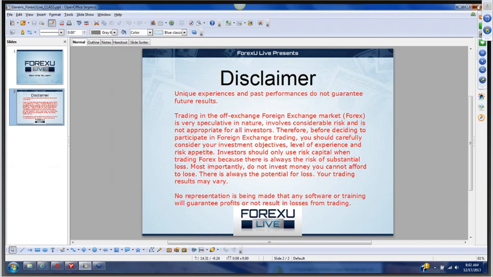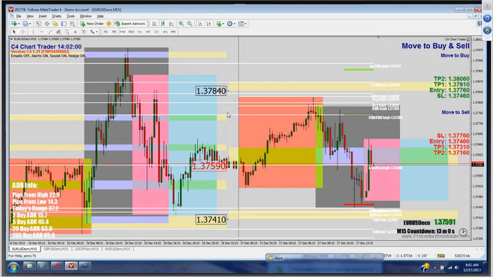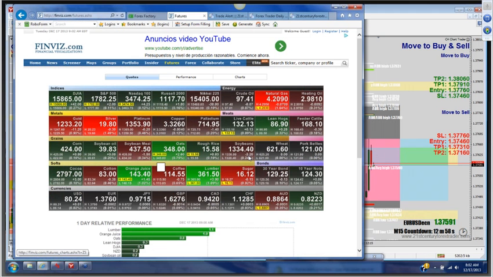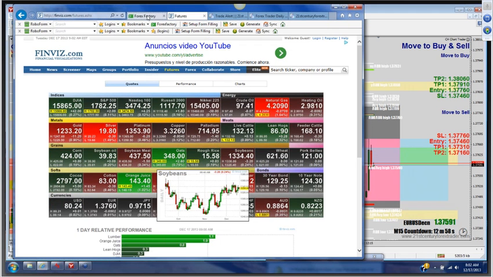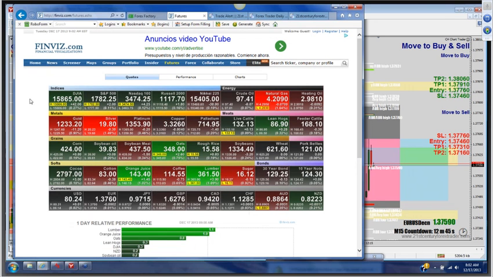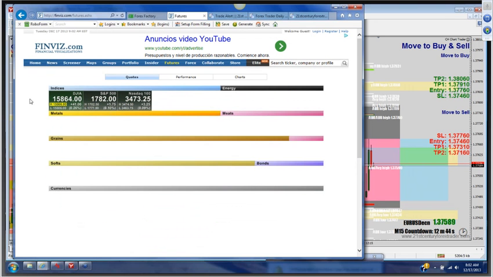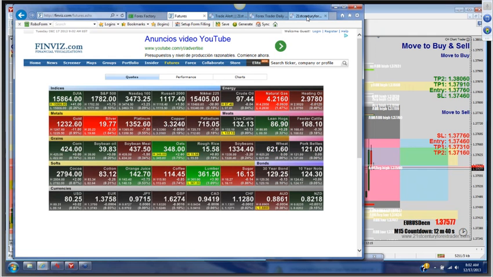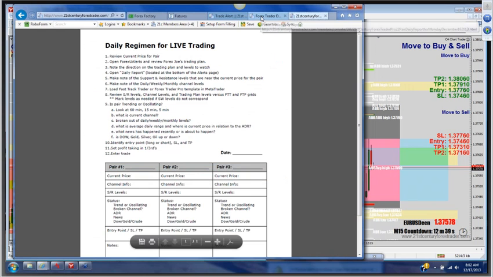What we should have open right now, everyone should have a trading terminal open. We should also have a news source, like Forex Factory or others. We'll need our futures dashboard, which we use on finviz.com. We'll get to that in a second. And then, of course, we should have our daily regimen for live trading and the daily report open.